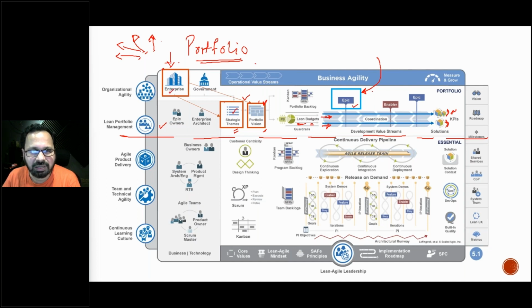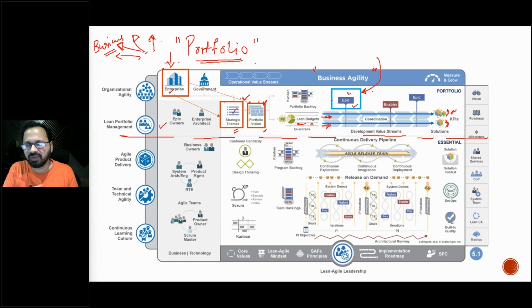Only if this epic is aligned to the strategic theme and is in line with it will the enterprise, the portfolio, fund this value stream, and then we will be able to align to our business outcomes. This way of making the right investments at the right time is called business agility, in simple terms. So this is the topmost layer, and this configuration is called portfolio SAFe.